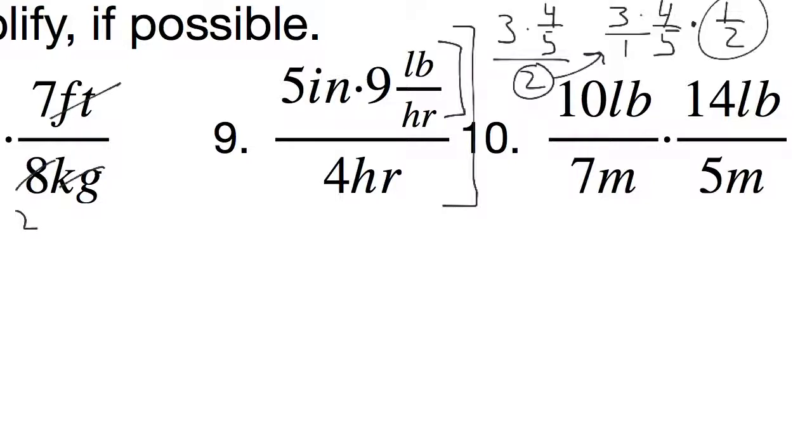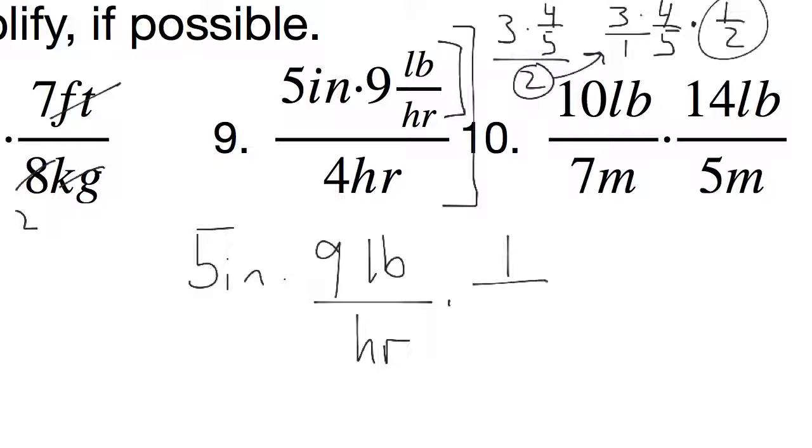So what we're going to do, I'm going to rewrite this as 5 inches times 9 pounds per hour times 1 over 4 hours. When you multiply across, you get 45, and divided by 4, you get 11.25. 5 times 9 divided by 4 is 11.25.